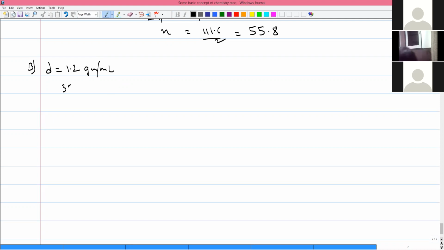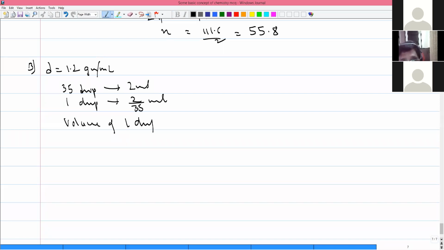तो 35 ड्रॉप्स in 2 ml. So 1 drop is equal to how much? 2 upon 35 ml. 35 drop is equal to 2 ml, no? So 35 drop in 2 ml. Therefore, 1 drop ka volume kitna hoga? So volume of 1 drop of water is equal to 2 upon 35. What will be mass of 1 drop of liquid?